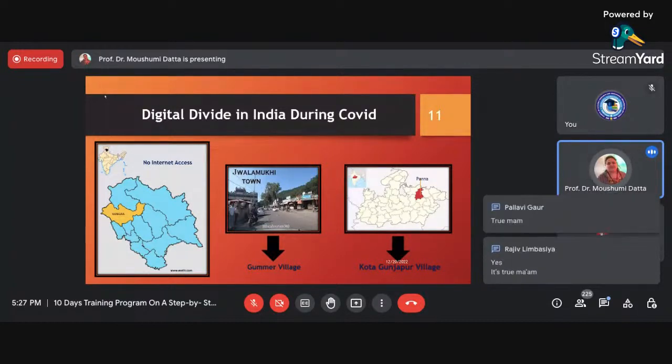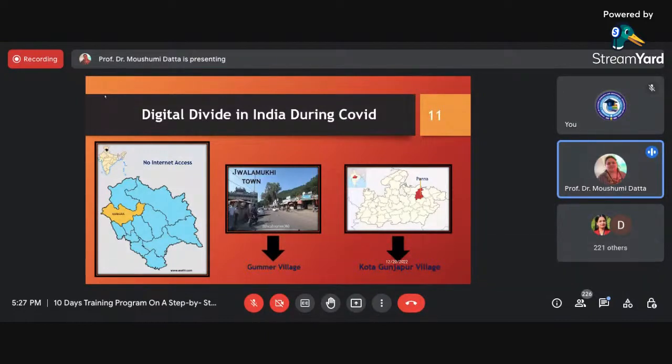So how will you find out? You will find out through researching, looking for a solution. Digital divide is a problem and you're trying to solve it. There are many other instances. For example, in Madhya Pradesh in Panna district, there is a small village called Kota Gunjapur village. It became news during the COVID times when no one was vaccinated. The only reason was that people never knew how to use technology so that they could take an appointment for vaccination. So digital divide between the urban area and the poor rural area is a problem. And this problem became very prominent during the COVID times.